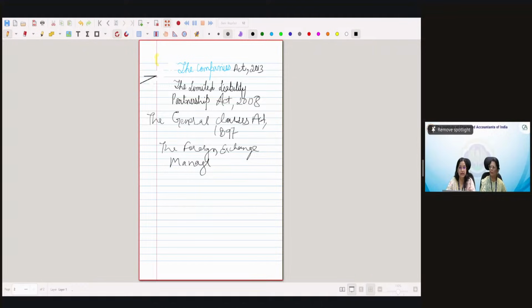Your answer is not wrong, but when the question comes in the exam asking what is the meaning of a company, that will be different, and what are the features of a company, that will be different. Yes, so almost all the students have given the correct answer.